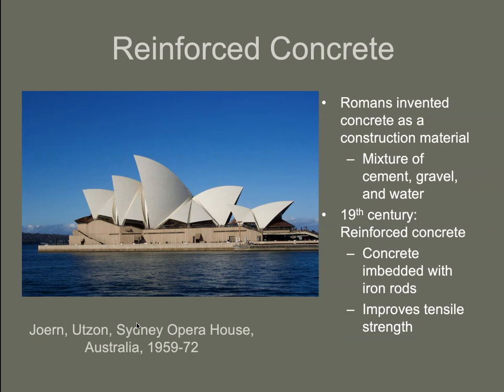And then the last material that we're going to talk about is reinforced concrete. Romans invented concrete as a construction material. It was a mixture of cement, gravel, and water. But it was not reinforced with anything. And in the 19th century, reinforced concrete became more popular. And this is where you have concrete, but then it has something in it, usually embedded iron rods, to reinforce it. And this is going to improve its tensile strength and allow for more interesting structures.